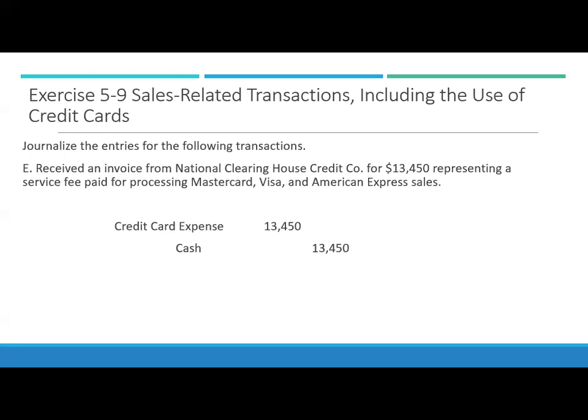So that's not a discount, right? That's an actual expense of the business that shows up on the income statement as an expense. It does not reduce revenue.